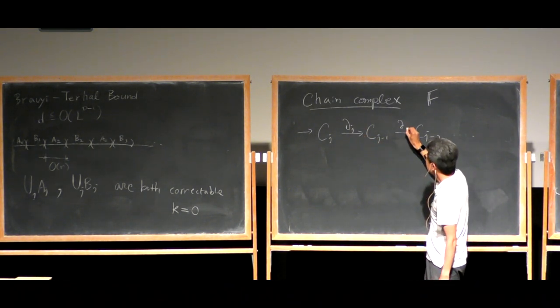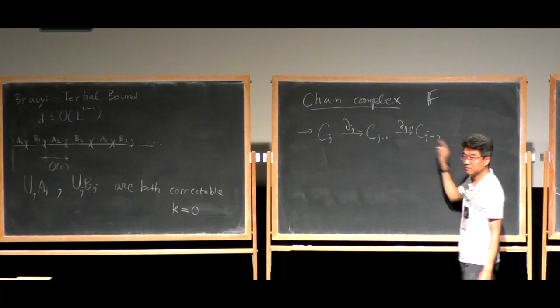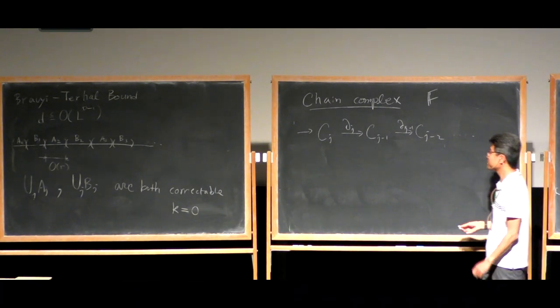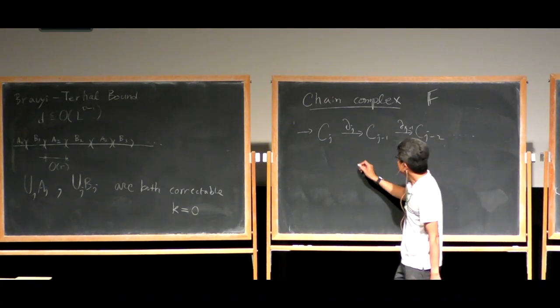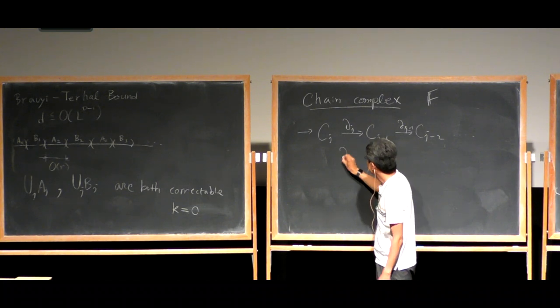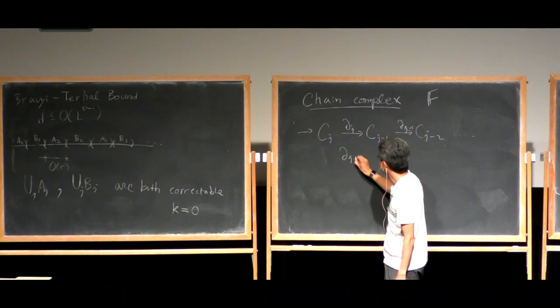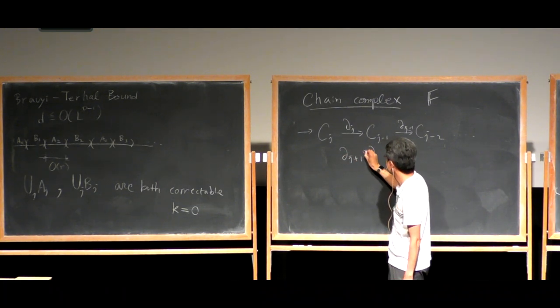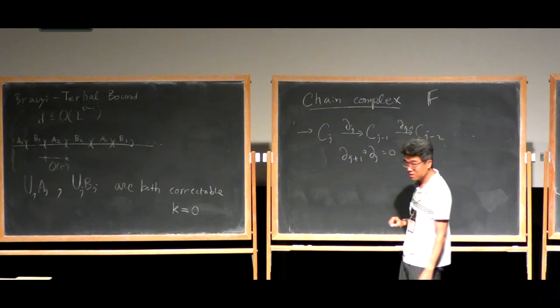And there is a chain of maps. And it's called a chain complex if the composition of the two consecutive maps is equal to zero.